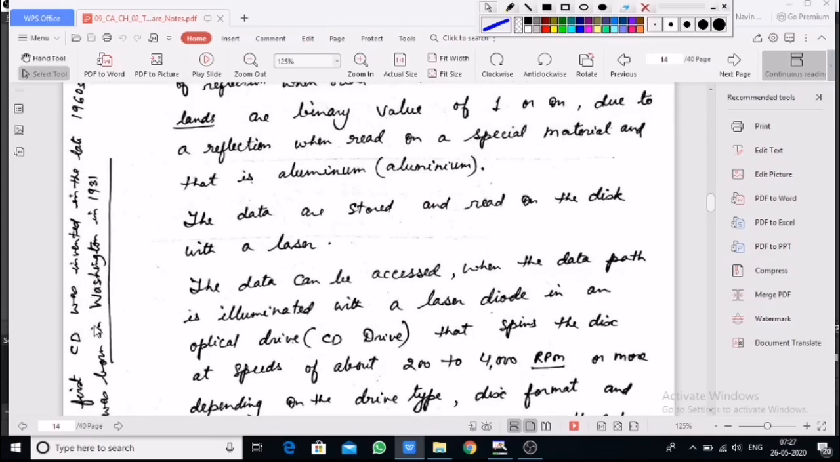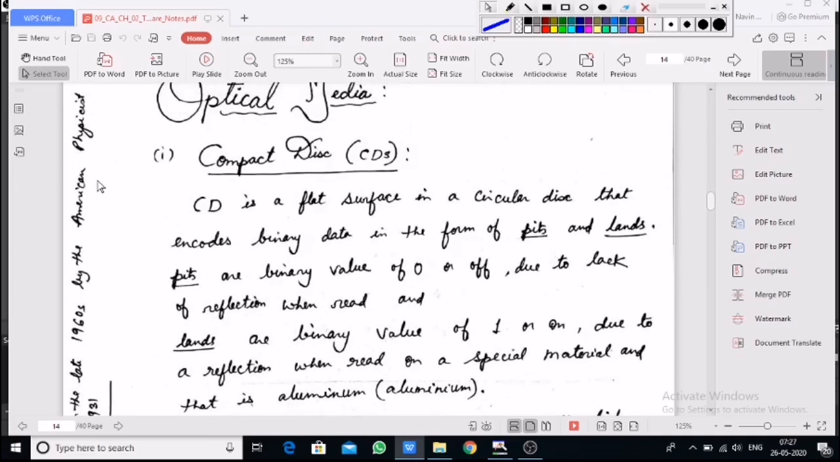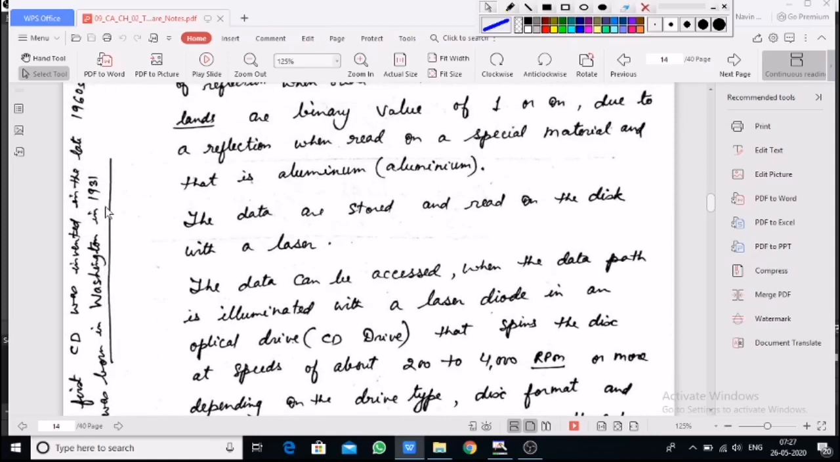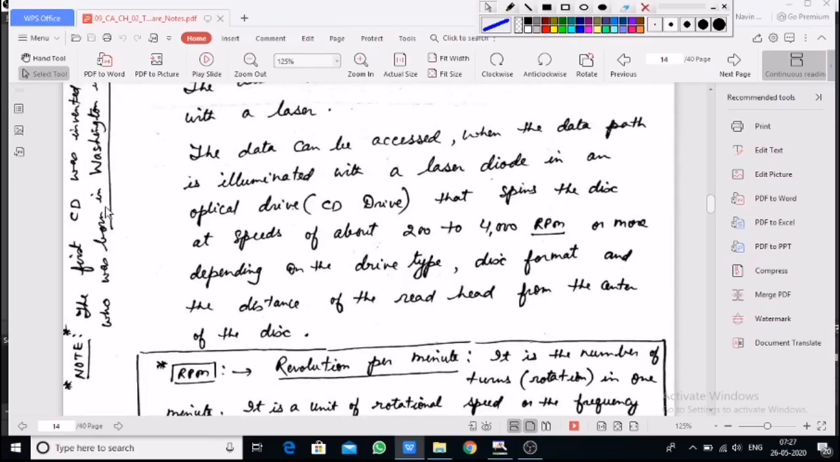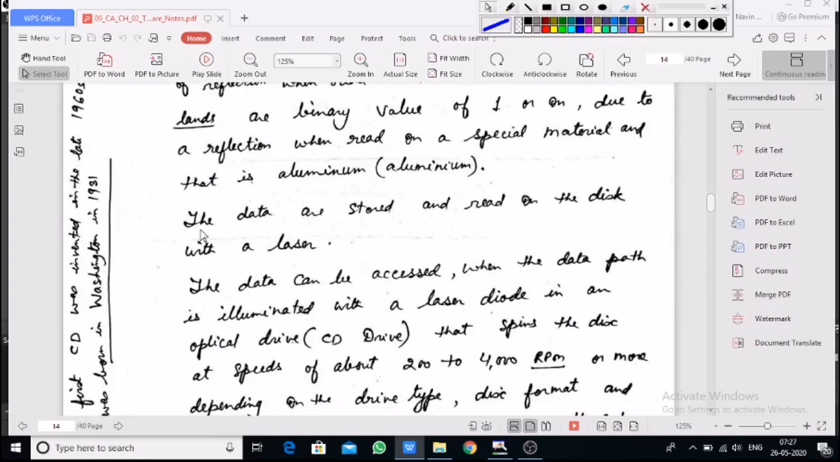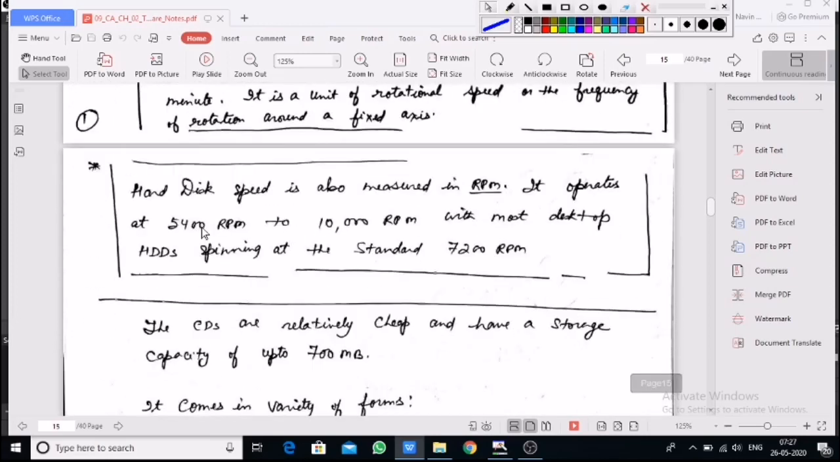Then in the snippets it is written that CD was invented in the late 1960s by an American physicist who was born in Washington in 1931, right? And the name of that physicist was James Russell, who invented the CD. So these are small questions that may come.